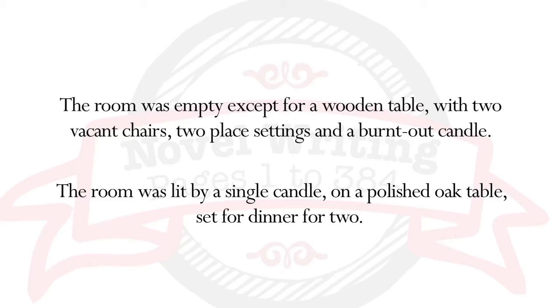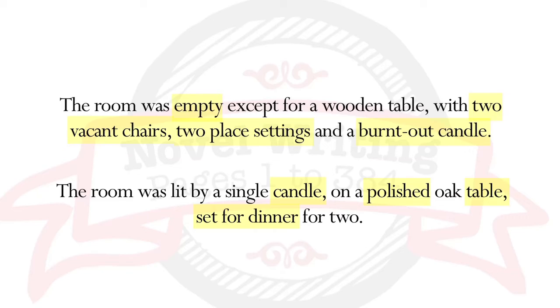In the first sentence, the writer starts by describing the room as empty and goes on to pick out the 2 vacant chairs, 2 place settings and the burnt-out candle, which implies something is wrong because the focus is on the absence of what should be there. Whereas the second sentence has a more optimistic tone, a hint of expectation, because the writer goes straight to the candle, a source of light, and mentions that the table has been polished and set for dinner, suggesting it's recently been prepared and that dinner is on its way. The words themselves, however, are more or less the same.